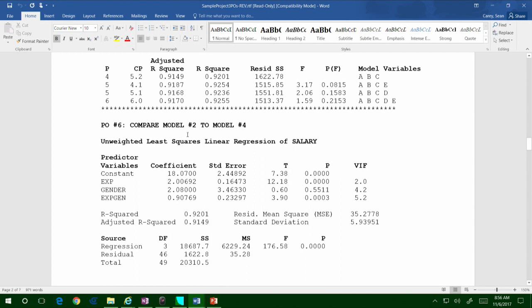So this is where you just give me a printout for model number 2. And so I'm looking for the interaction term. There it is, and there's my p-value, and that tells me whether or not I have interaction. So some of you are going to keep it. Some of you are going to throw it out.